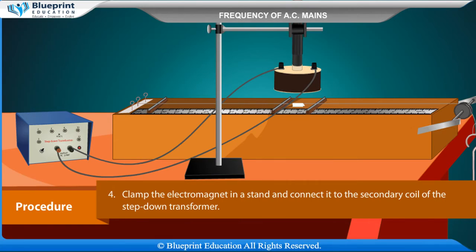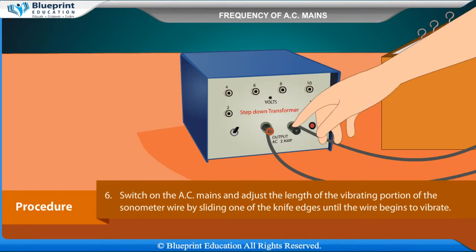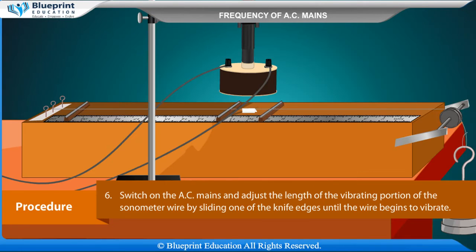Clamp the electromagnet in a stand and connect it to the secondary coil of the step-down transformer. Adjust the position of the electromagnet in such a way that its poles lie close to the middle of the sonometer wire. Switch on the AC mains and adjust the length of the vibrating portion of the sonometer wire by sliding one of the knife edges until the wire begins to vibrate.